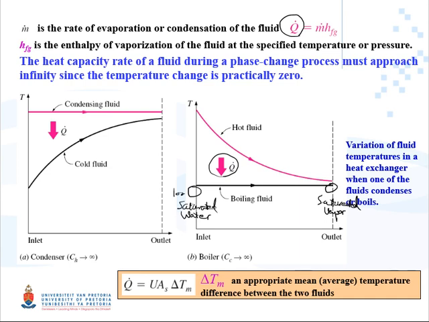And finally, the rate of heat transfer in a heat exchanger can also be expressed as U, you remember we talked about it last week, the overall heat transfer coefficient, A_s, you know what that is, and delta Tm, which is an appropriate mean or average temperature difference between the two fluids. We are going to talk about it and see how we can calculate that delta Tm.